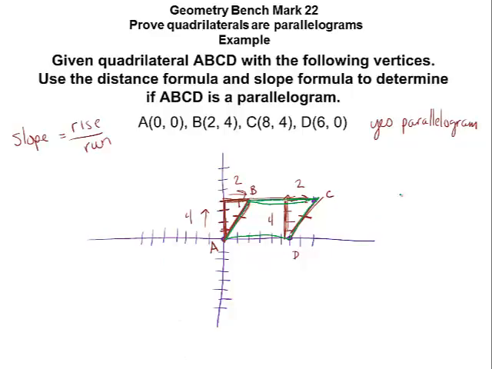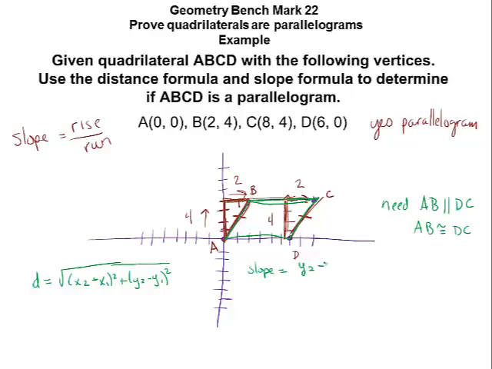So I'm going to use the same two sides, AB. No, I have to show, in order to say yes, this is a parallelogram, I have to show that two sides are opposite and parallel. I mean, congruent and parallel. So I need AB to be parallel to DC, and I need AB to be congruent to DC. Now, I showed that graphically already, but if we're not doing graphs, I have to use the distance formula to show that they're the same length. So I'm going to have to do that twice. And then I have to use the slope formula twice to show that they have the same slope.